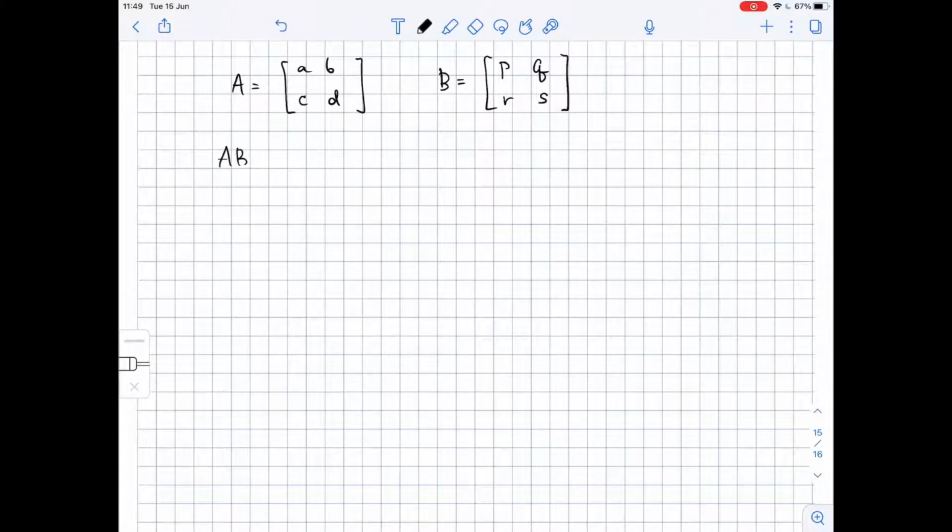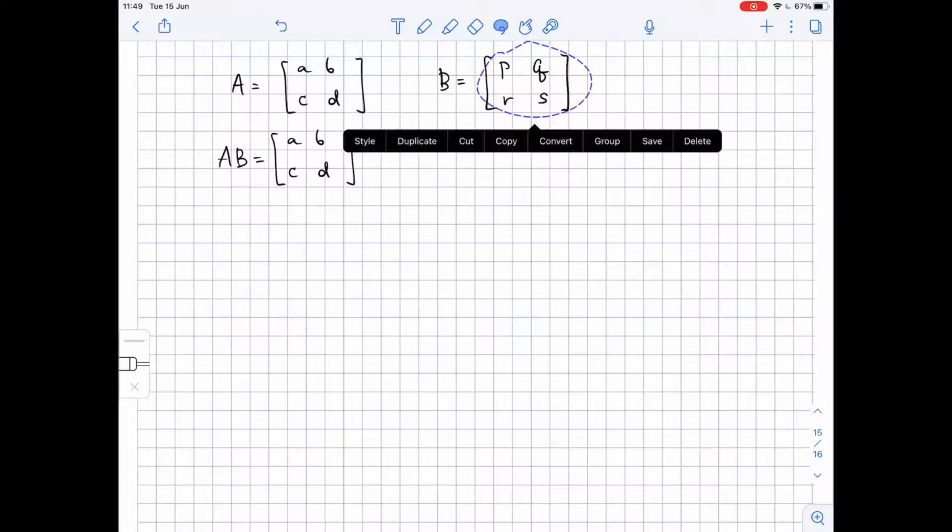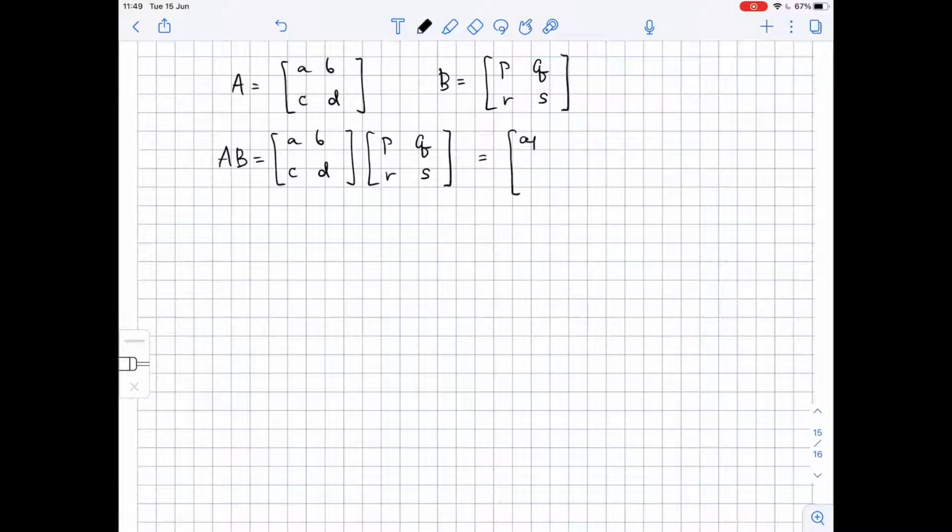Now let's look at their product AB. So AB equals matrix A times matrix B. So this equals [ap plus br, aq plus bs; cp plus dr, cq plus ds].